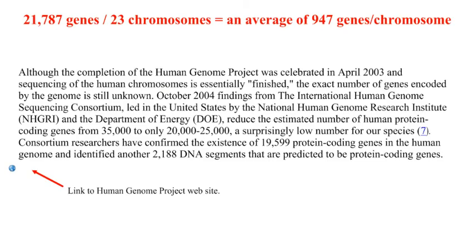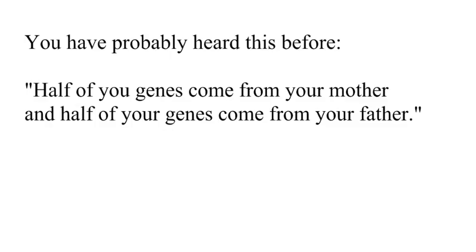This is from the Human Genome Project website. If you want to see this website, you can click on that little globe right there, and it'll take you right to it. But just to give you some idea of what we're dealing with here, as of April 2003, they said that there are 21,787 genes that make up the human genome, or all the genes it takes to make a human. And those are going to be spread across 23 different chromosomes. So an average of about 1,000 genes per chromosome, which is kind of important to keep in mind. Lots of genes on the chromosomes.